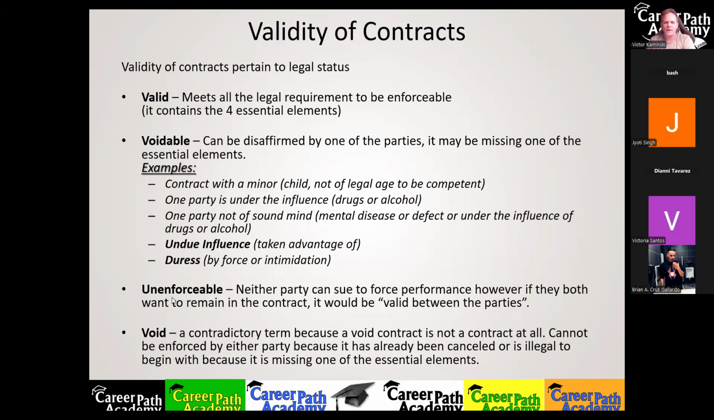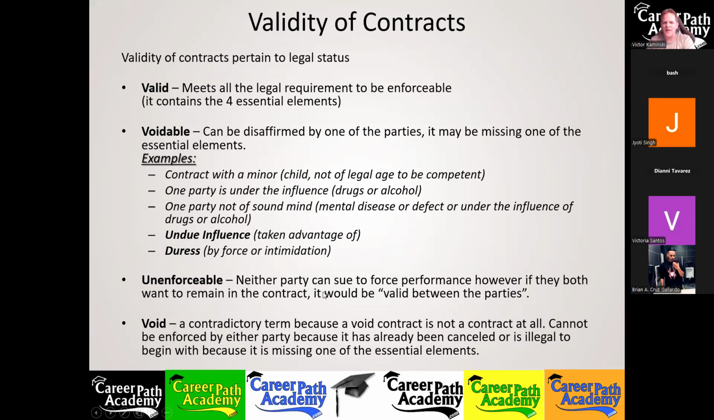All right, so an unenforceable contract: neither party can sue to force performance. However, if they both want to, they could remain in the contract. This would be known as valid between the parties.